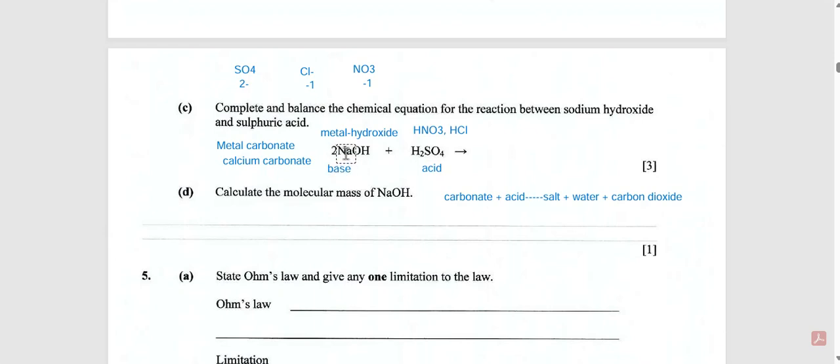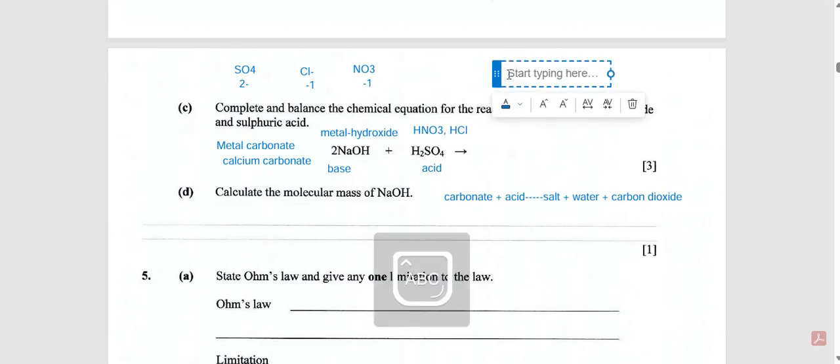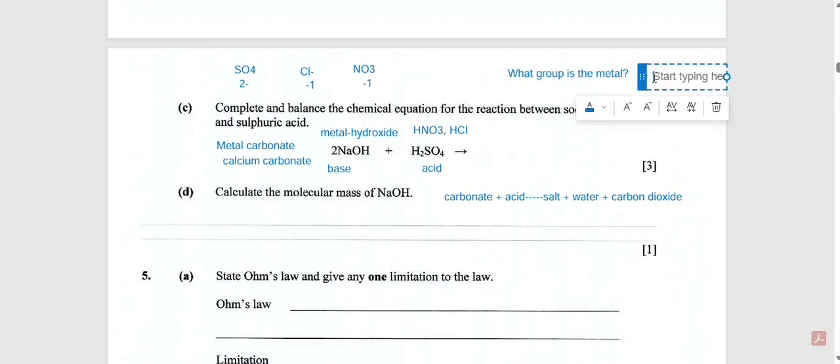So you go to your periodic table when you're forming the salt. You look at which group the metal is in. So the question to ask is, what group is the metal in? On the periodic table we see that sodium is in group 1, so it has a charge of +1. So sodium has a charge of +1.